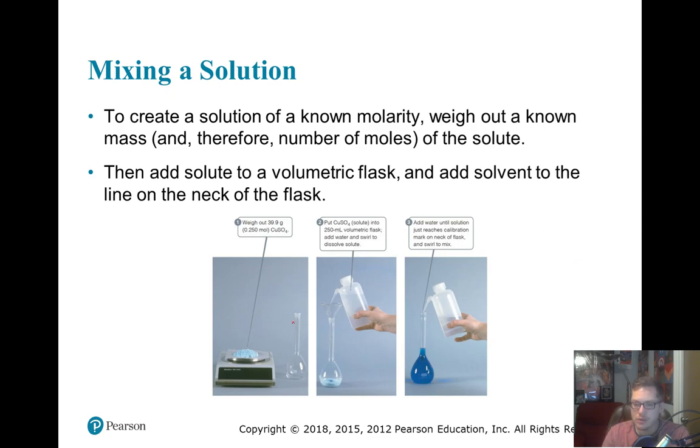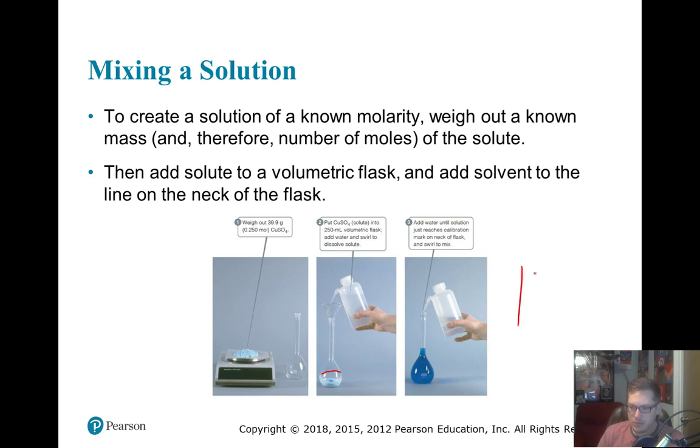Remember, these are volumetric flasks right here. They're kind of round bottom with a long, skinny neck. Then you're just going to add your solvent. 99 times out of 100 that's just going to be distilled, deionized water. What I do is I fill it up to about here or so with the water, and then swirl until all your solid is dissolved. Then you fill it up till you get to the line.